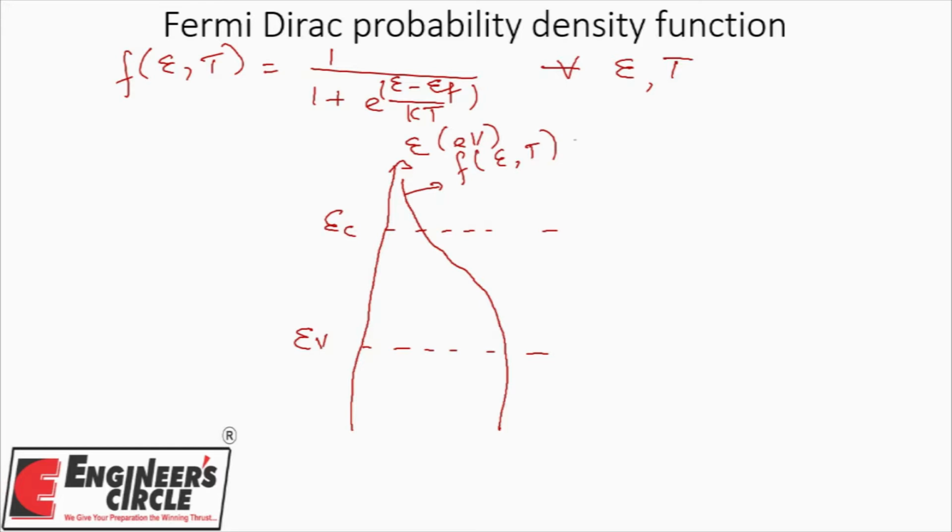So what is f of E comma T? That is the probability that you can find an electron at energy state E. There is a probability that the state E is occupied by an electron.